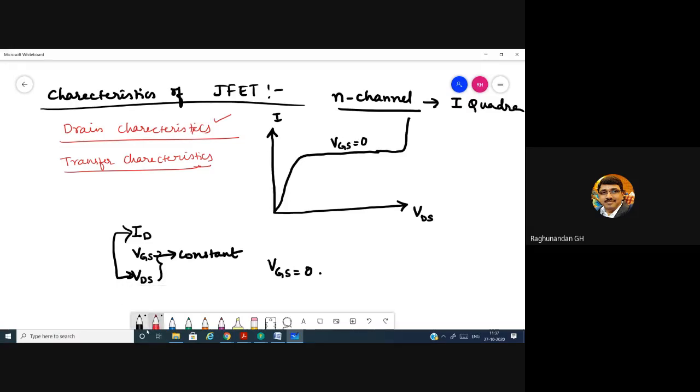In the next step, I'm going to apply VGS equal to 1 volt. Can anyone tell me what might happen now? Say this is the current level for this one. Now when VGS is equal to 1 volt, whether the current increases beyond this or it will be less than this? Less than, sir. Yes, less than. So when you are increasing VDS by keeping VGS equal to 1 volt, here it will enter the breakdown region sooner.